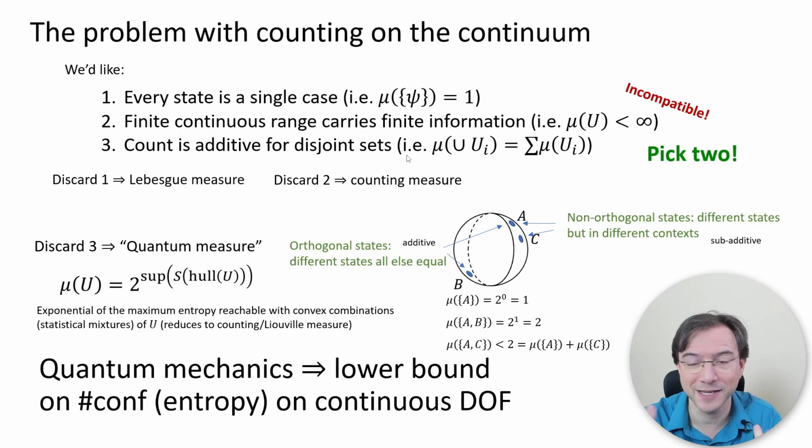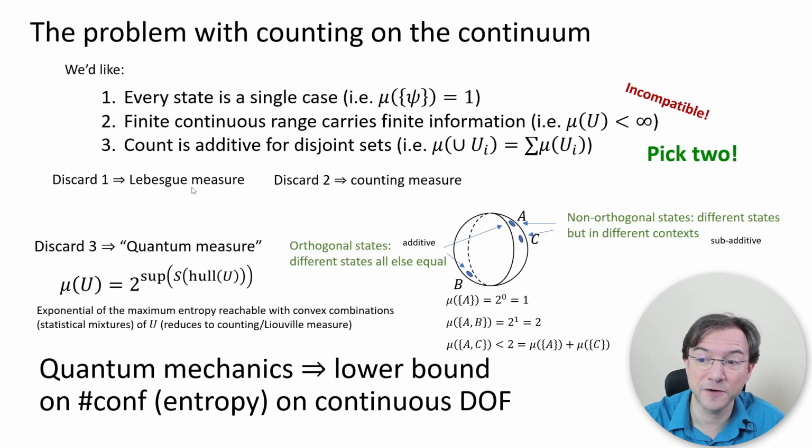If you have 2 sets that are disjoint, that have nothing in common, then the total number of states is the states that are here plus the states that are here. And the problem is that these are incompatible because a finite continuous range has infinitely many points. And so if you say I want every point, every state, to count as 1, and I want to be additive, then if I have infinitely many points, I have an infinite set. So this does not work. What you can do is pick 2 of these 3 elements and discard 1.